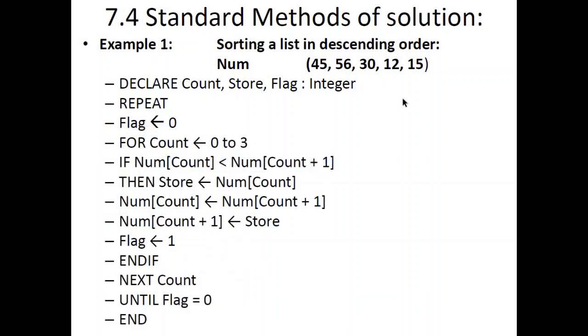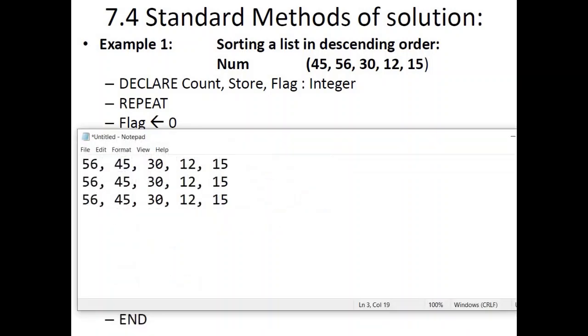Now we have to compare between num 3 and num 3 plus 1, that would be 4. 12 and 15. Is 12 less than 15? Yes. Then we would move the value of 12 to store, and 15 would come over here. It would become this, and now we have our array sorted.